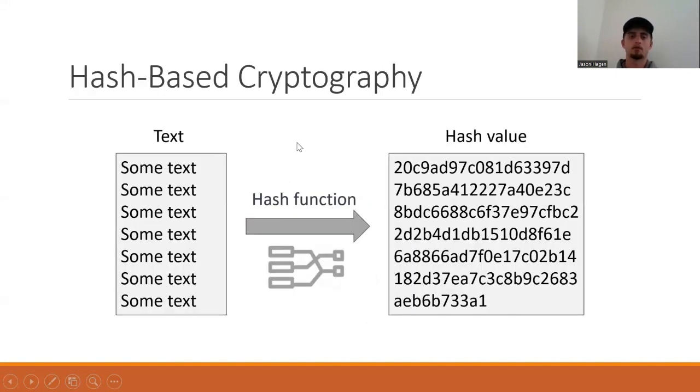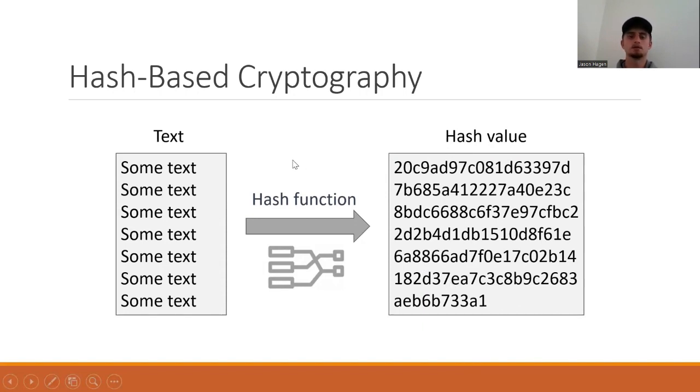Our next type of cryptography is hash-based cryptography. Hash-based is being utilized right now as well. What hash-based means is that you can take any text and put it in what's called a hash function, and it'll give you a hash value. This text can be as long as the longest book, or it can be a single word, and it'll still give you a hash value that looks similar to this.